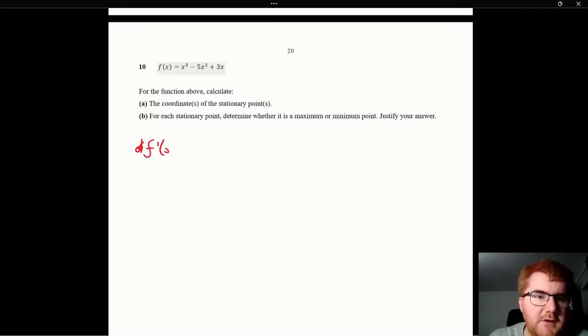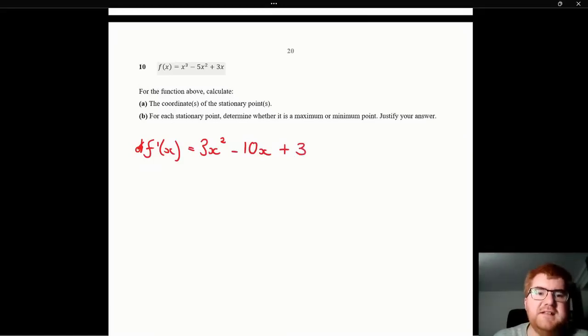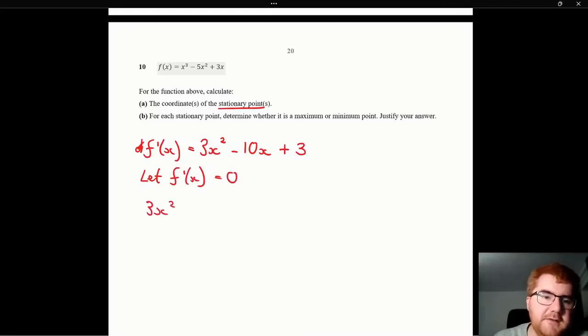So I'm going to work out f dash of x here. So 3 comes to the front, reduce the index by 1. 2 comes to the front, minus 5 times 2 is 10, reduced by 1. Differentiate here, and we get a plus 3. Now we need to set that to 0, so stationary points. We want to let the derivative f dash of x equal 0 here. So we get 3x squared minus 10x plus 3 is equal to 0.